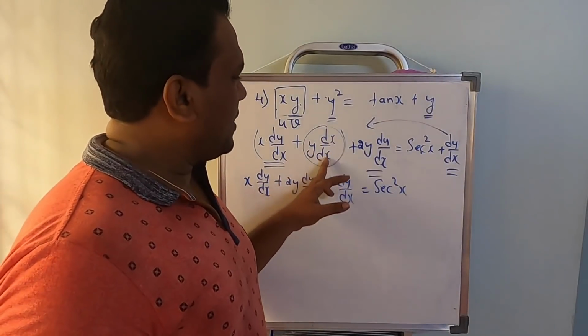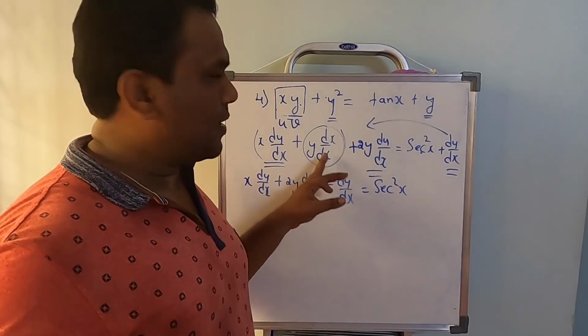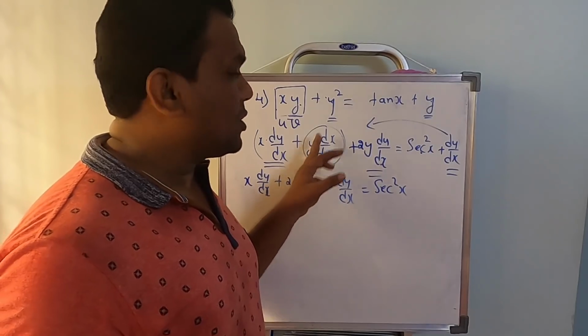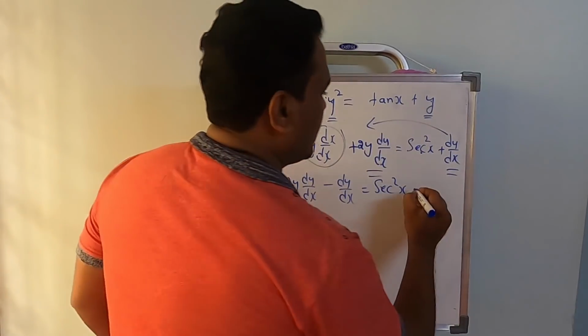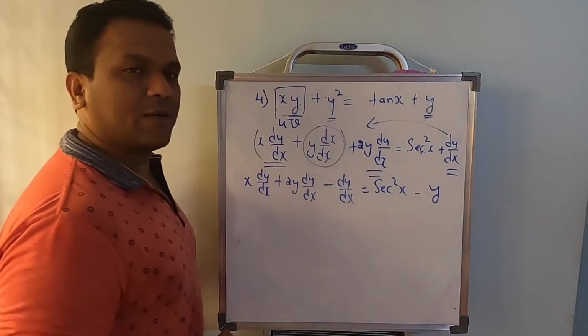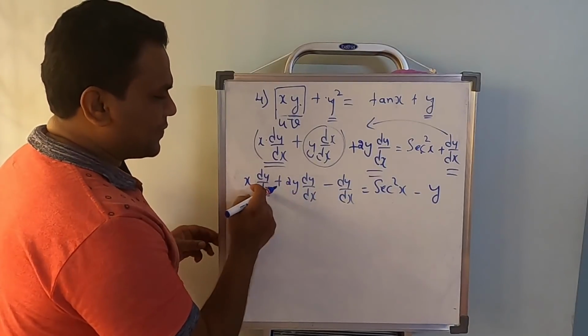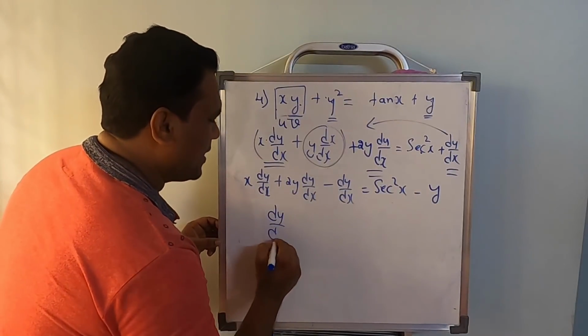Y multiplied by differentiation of x with respect to x will be 1. So what I am going to get here is y. This y will be shifted to right side, so this will become minus y. Now in the left side there are 3 dy by dx terms.